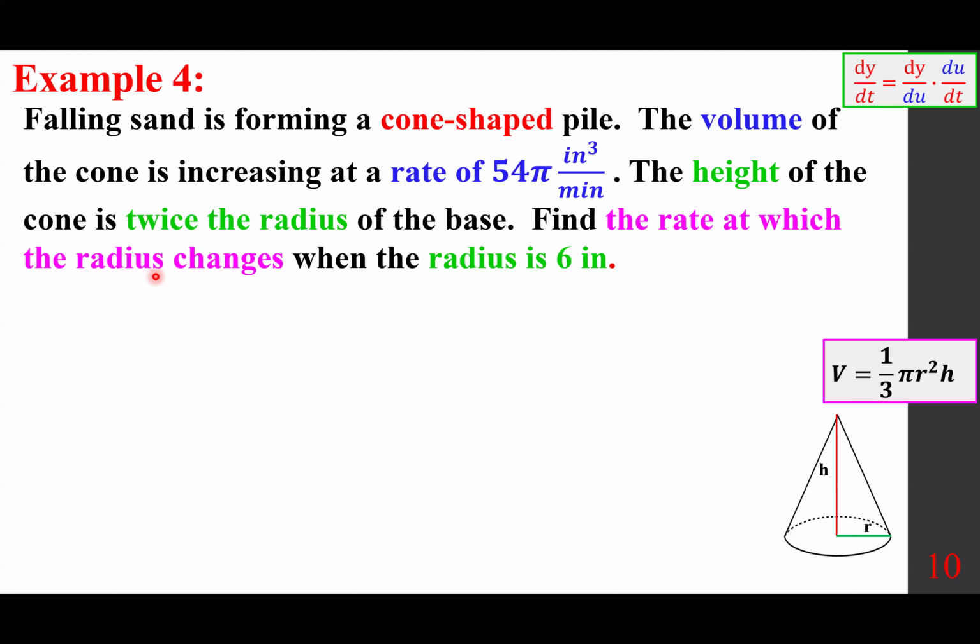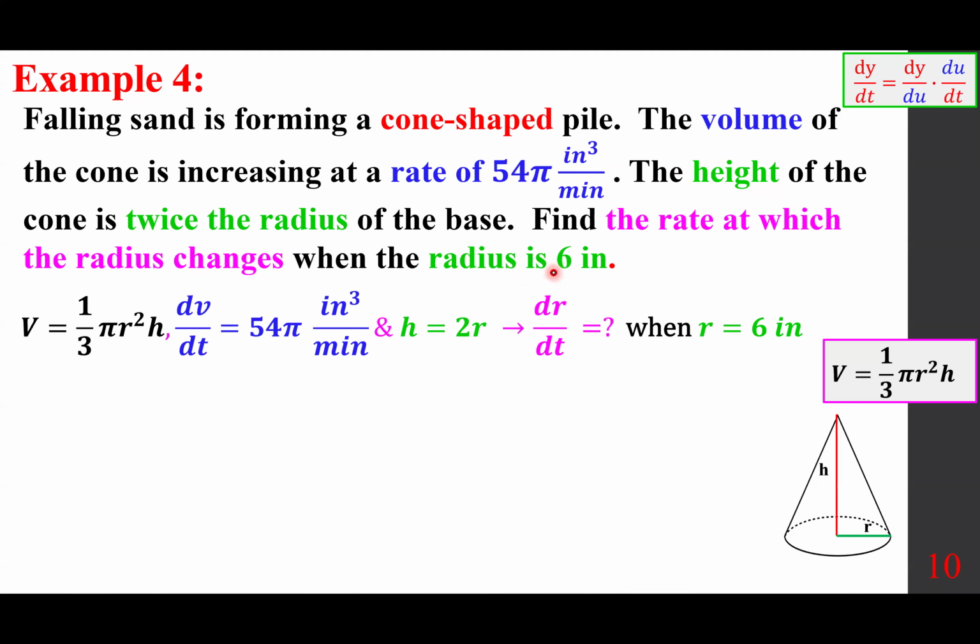The rate of radius, that means dr dt, is missing, at which point? R is equal to 6 inches. So this is the given, everybody. So one more time. This is a formula we should know. The volume is 1/3 pi r squared h. dV dt is 54 pi cubic inches per minute. H is 2r. dr dt is missing.